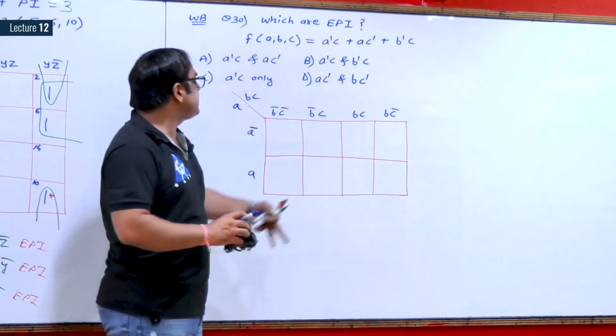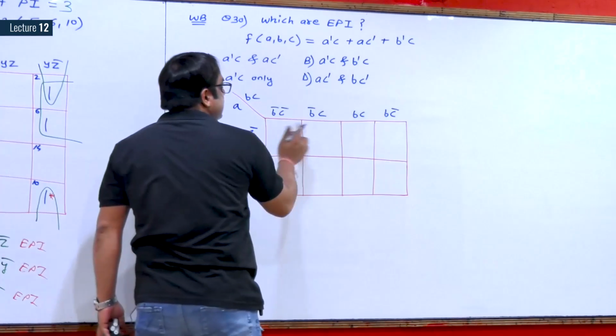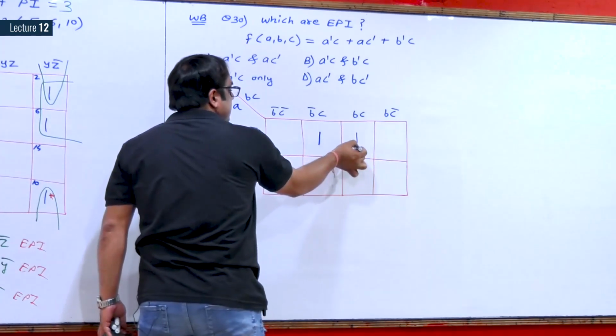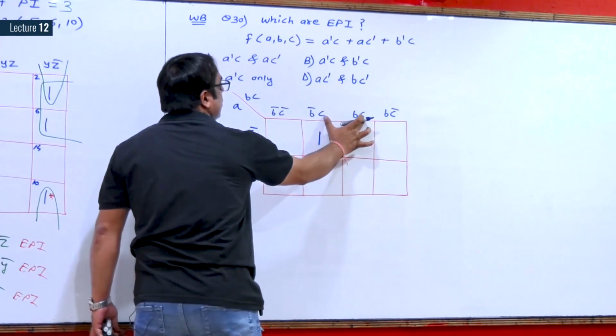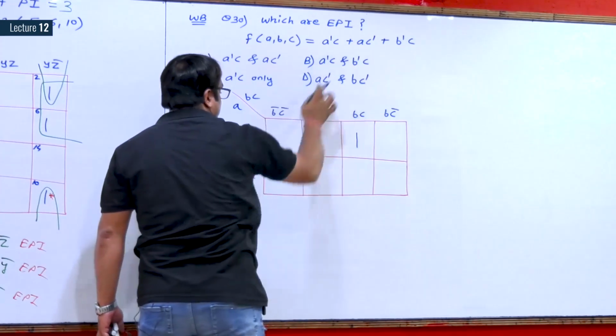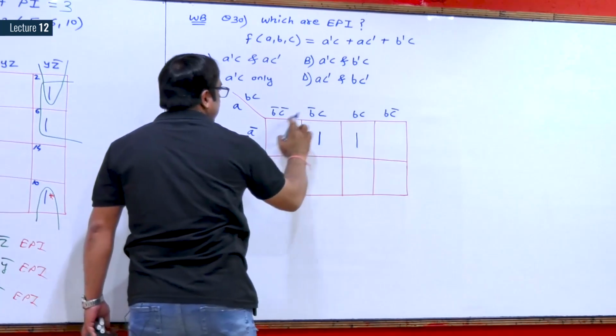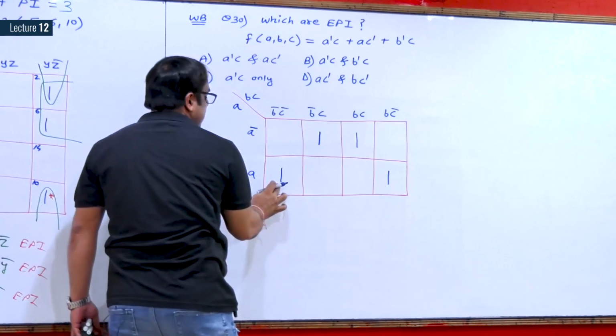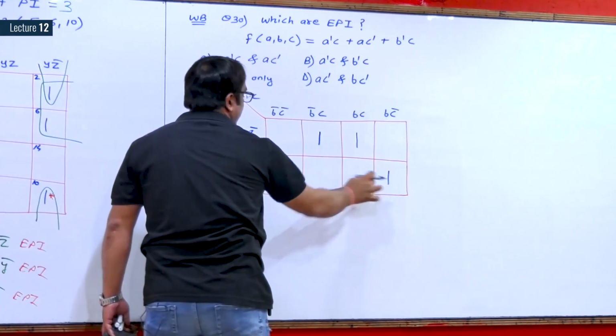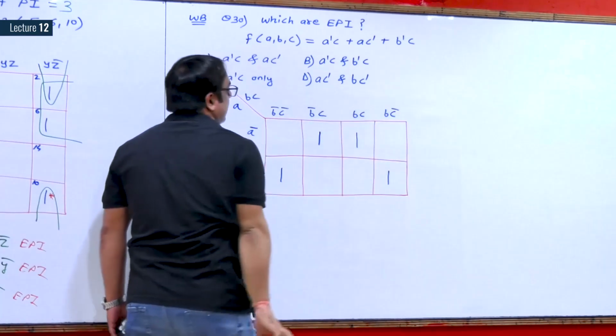Now A complement C means these two minterms. For these two, A complement and C are common. In the same way, A C complement: this is A and these two are C complement. These are the two, where A is common, and for both of them C complement is also common.